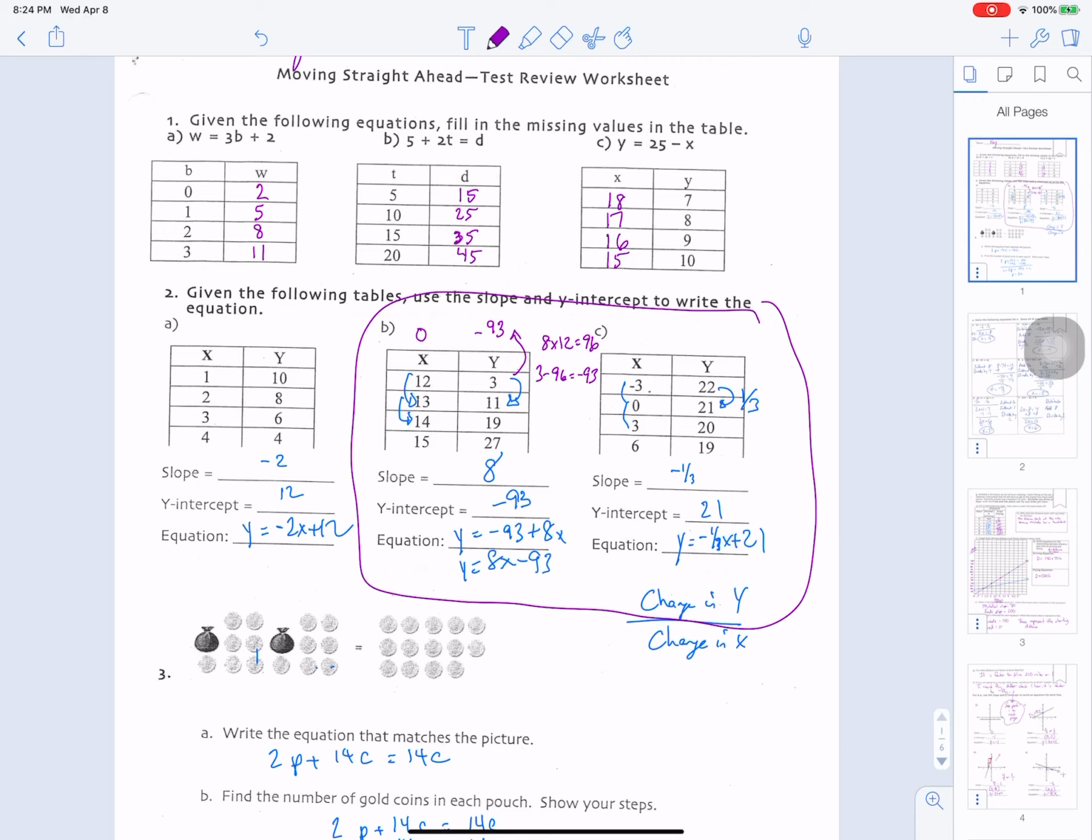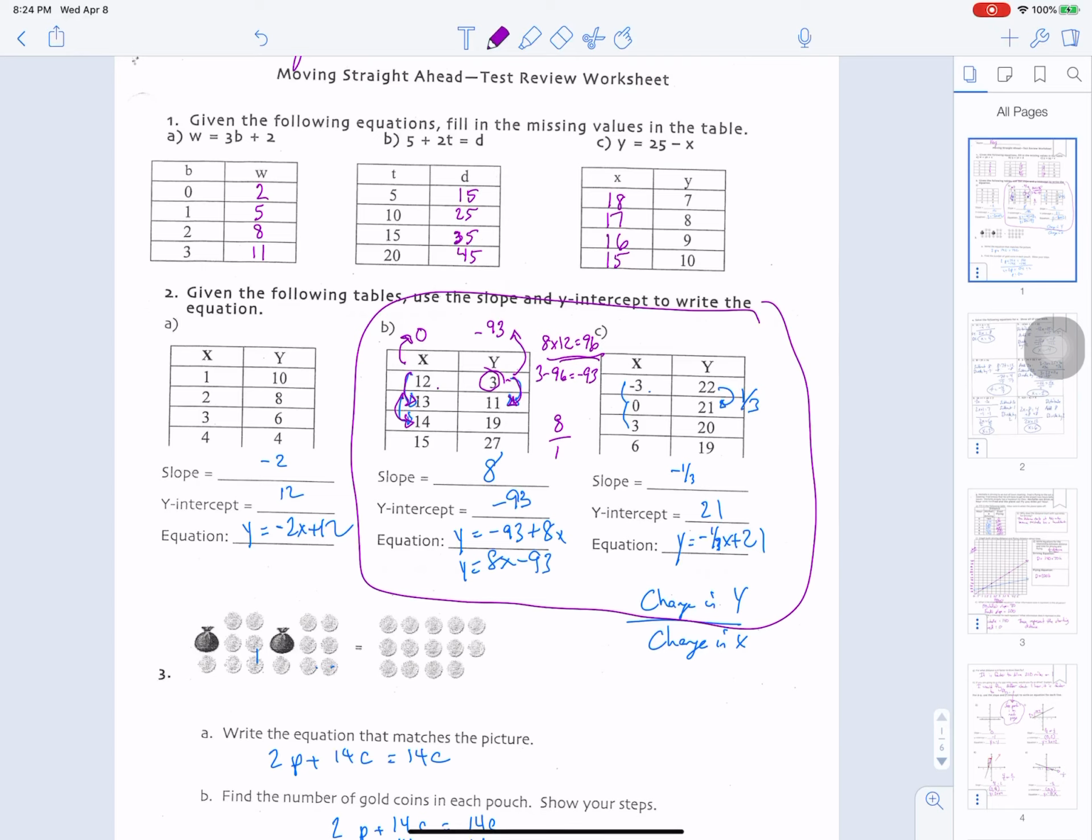If you look at how X goes up, here it's going up by 1s, and Y is going up by 8s. So the slope is really 8 over 1. In order to find the y-intercept, you have to go all the way back to 0. And if you're at 12, you need to look back at 8 times 12, which is 96, and then take the difference from that with 3 to get negative 93. This was kind of a tricky one.